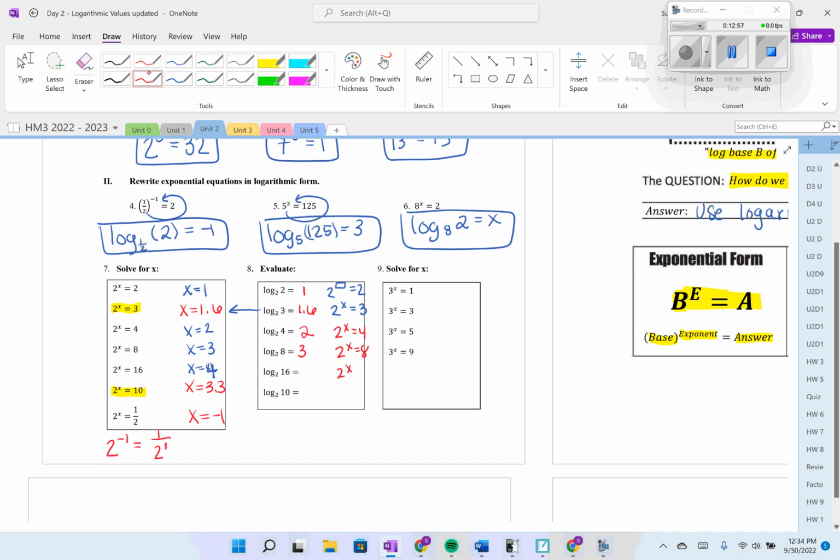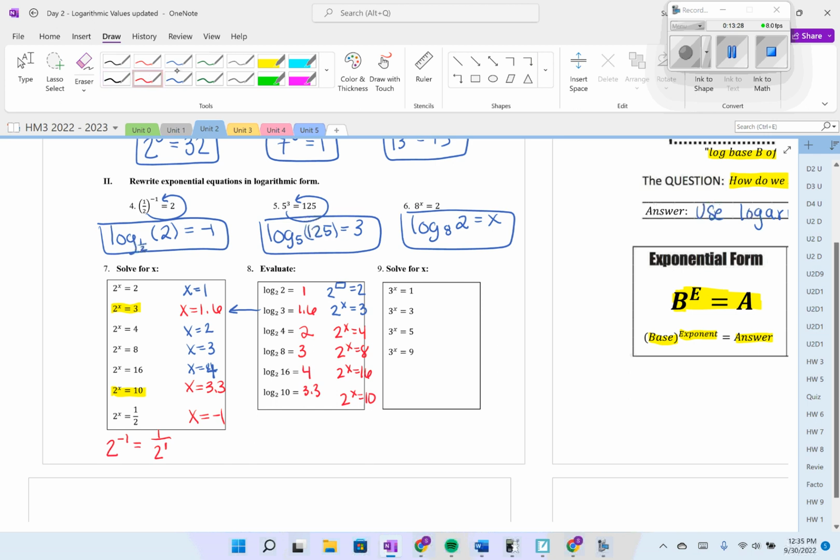So 2 to what power is 16? So that means the answer to this log would be 4. And 2 to what power is 10? The answer to this would be equal to 3.3. So again, we use exponential form to help us evaluate our logs. So let's look at this next column. Now notice that our base is not 2, but we have a base of 3 instead. So if I do a base of 3 and solve, 3 to what power is 1?